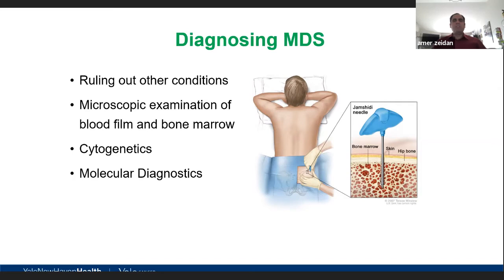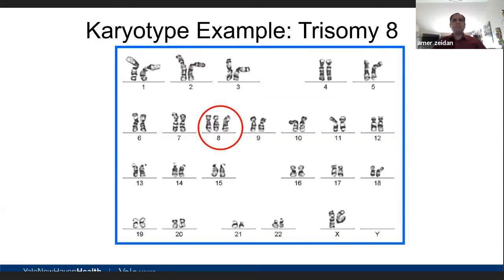We take two samples. One sample is the liquid sample called an aspirate, and another one is called the biopsy. And we do a number of assessments on them. We look at those under the microscope. We run studies called flow cytometry, cytogenetics, and molecular diagnostics. And I'm going to show you some examples of that.